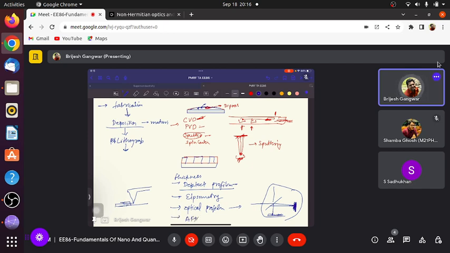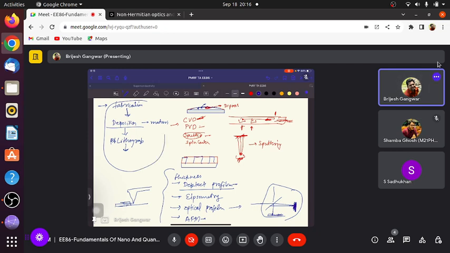AFM is also there, atomic force microscopy. In this one you can calculate the roughness, phase, many things from AFM. So all these techniques are characterization techniques. All those others are fabrication techniques.